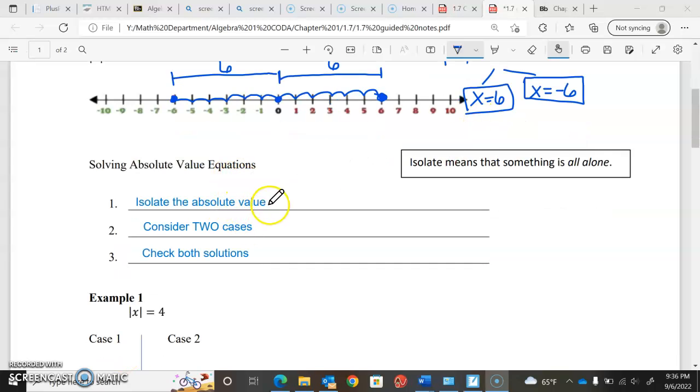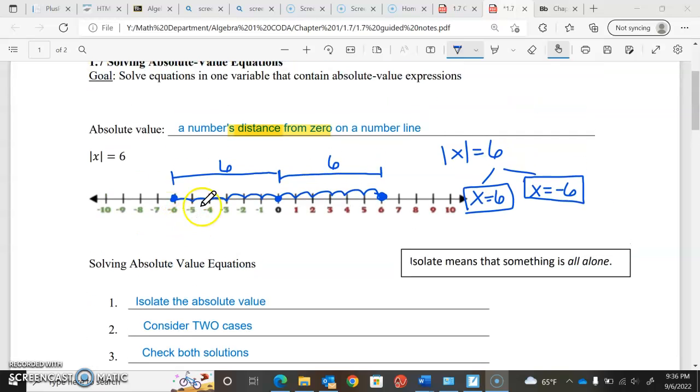So when you're solving absolute value equations, you want to follow these 3 steps. First, you want to isolate the absolute value. And isolate means just to get something all alone. For example, like up here, the absolute value of x is isolated on the left. It's by itself on the left. There's no other numbers, variables, nothing else with it. It's just absolute value of x all by itself. So that's the goal. First, get that by itself.